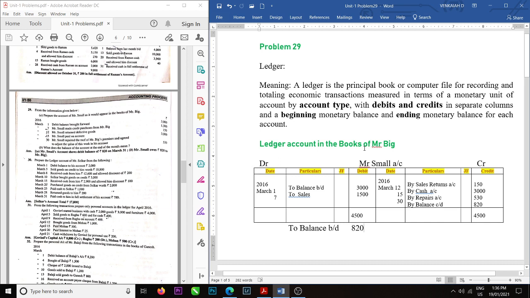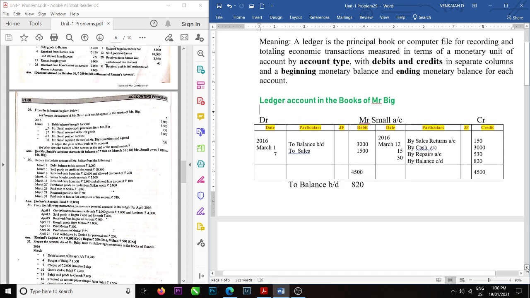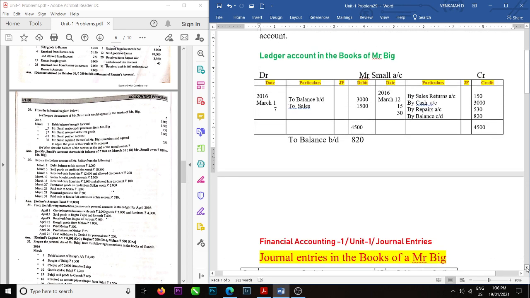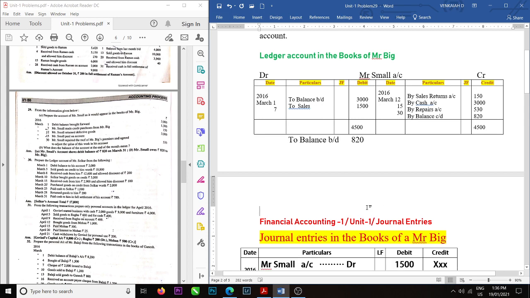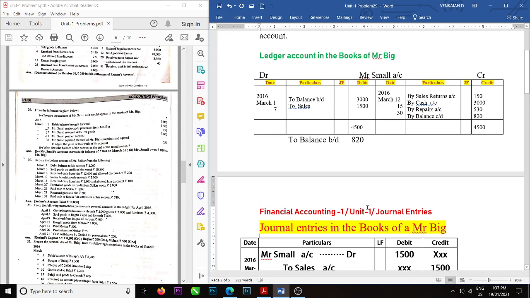Okay, that is the ledger account for Mr. Small in the books of Mr. Big. You see that debit balance. Small owes 820 to Mr. Big. That is the preparation of ledger account.